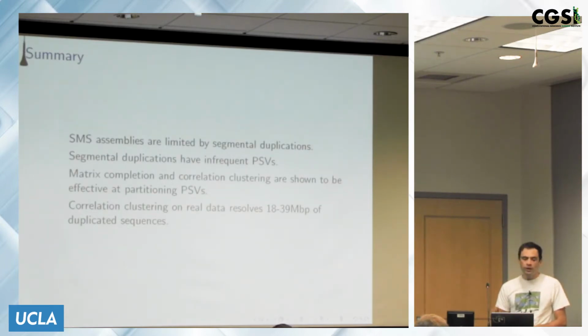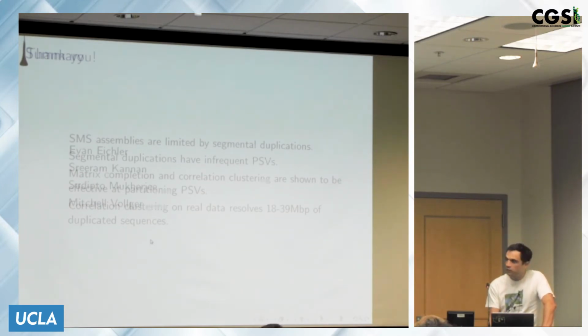So in summary, SMS, single molecule sequence assemblies, are limited by segmental duplications in modern human assemblies. Segmental duplications do have these infrequent paralog-specific variants that we can use as small keys to try and distinguish the different copies of a variation. Matrix completion and correlation clustering are fairly effective at partitioning these PSVs, and correlation clustering on real data resolves 18 to 39 megabases of duplicated sequences.